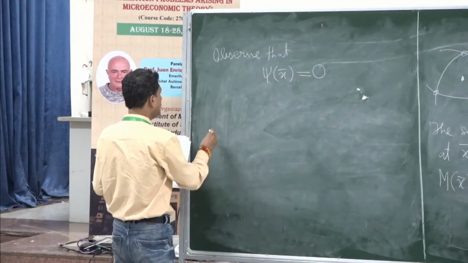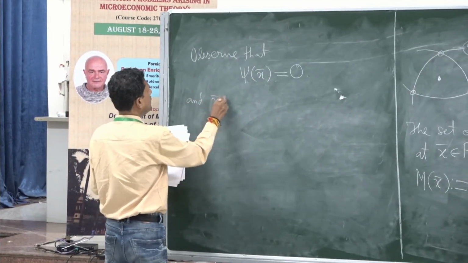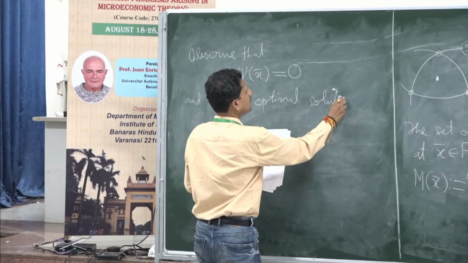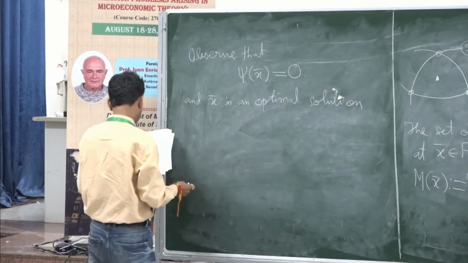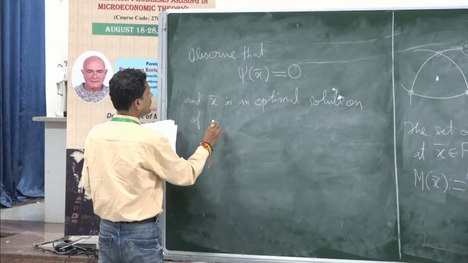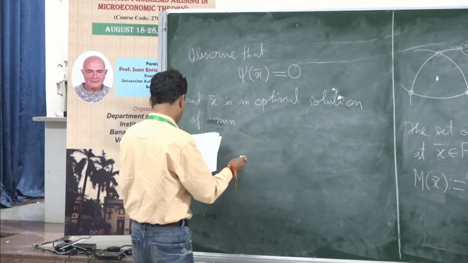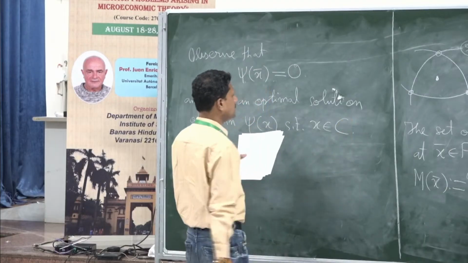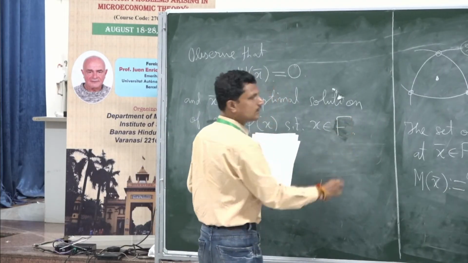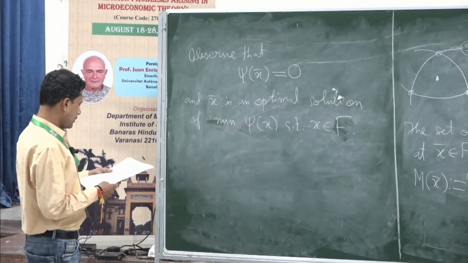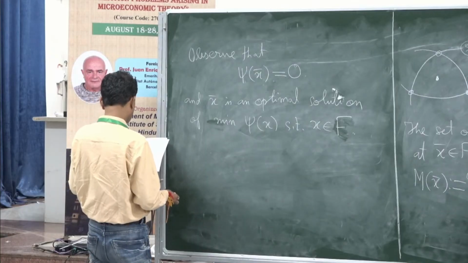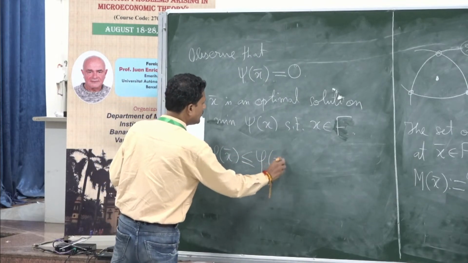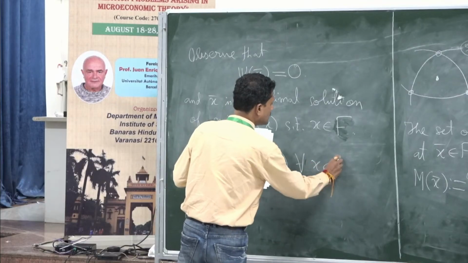And then x bar is an optimal solution of this optimization problem of minimization of phi of x subject to x in this set C or the feasible region F, right? That is, phi of x bar is less than or equal to phi of x for every x in the set of all feasible regions.